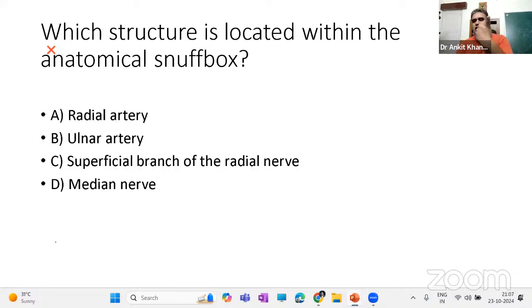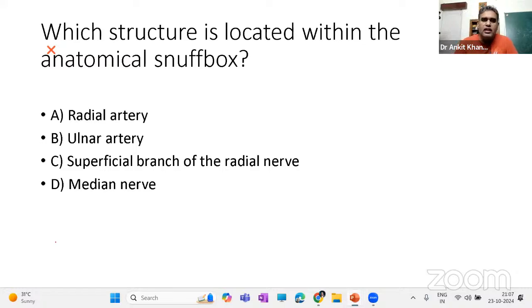If you extend your thumb, you will feel a concavity over here. This concavity is the anatomical snuff box. And the major content of the anatomical snuff box, as they're asking, the options they have given: radial artery, ulnar artery, superficial branch of radial nerve, or the median nerve. The major content of the anatomical snuff box. Radial artery, sir. Very good. It will be the radial artery. So can we palpate the radial artery in the anatomical snuff box? It is quite deep.